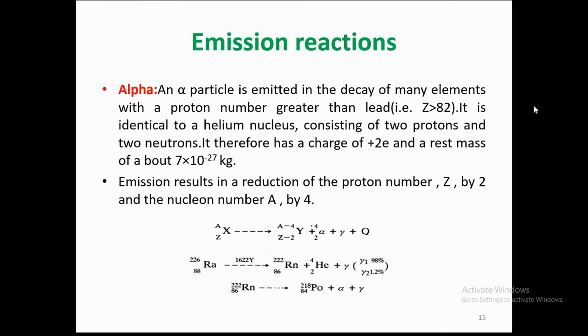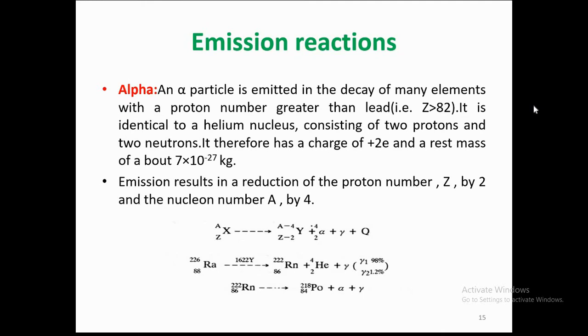One of them is mass conservation. As you can see, the mass number on the left side of the equation is 226, and on the right side it is equal to 222 plus 4. And as you calculate, the atomic mass on the left and right side of the equation is equal.